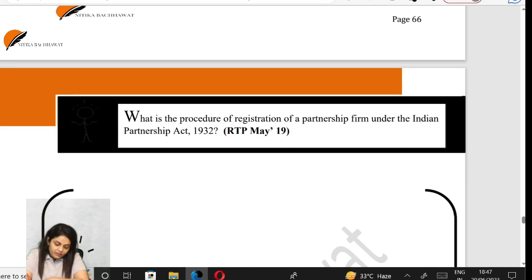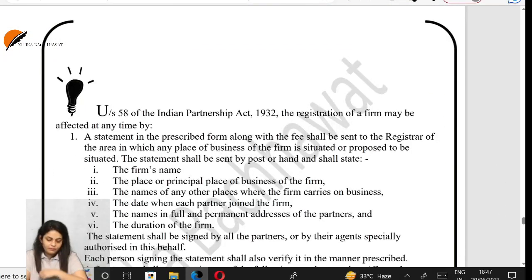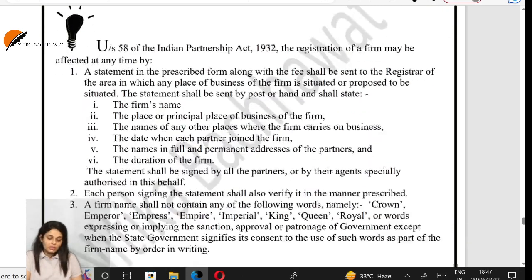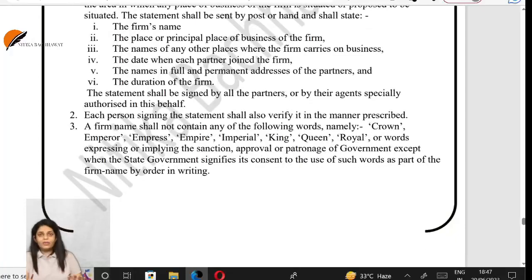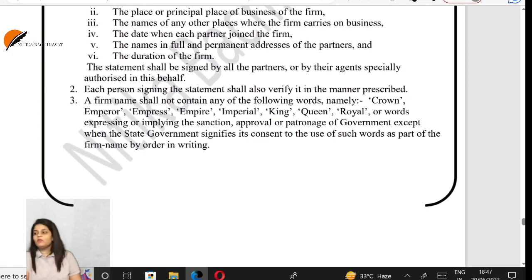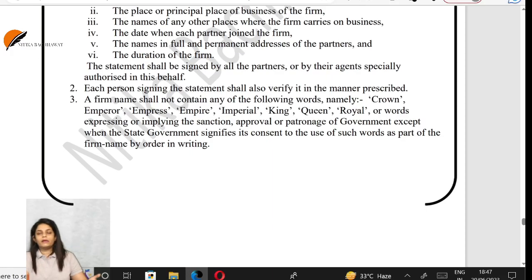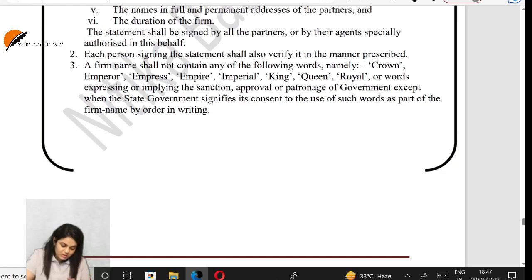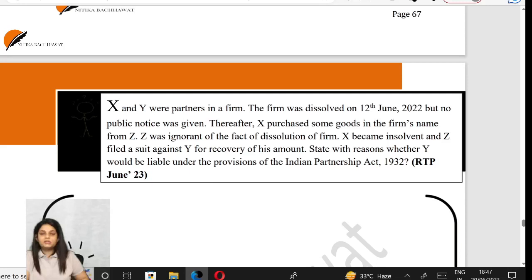What is the procedure for the registration of the partnership firm? With all of this, it will be sent to the registrar of firms in whose state the firm is registered. The registrar, on being satisfied that everything is fulfilled, will issue a certificate of incorporation. The name of the firm should not contain words like crown, emperor, empress, prince, empire, imperial, all these, right?